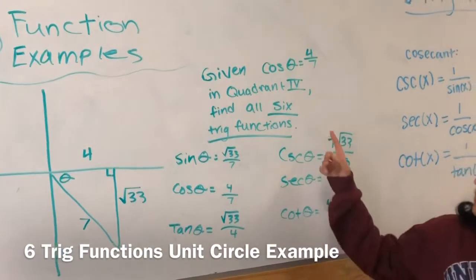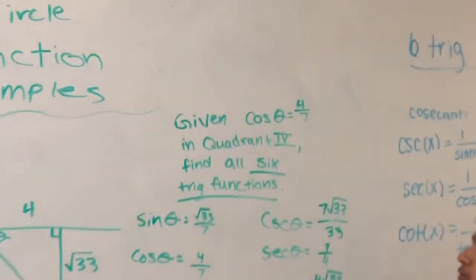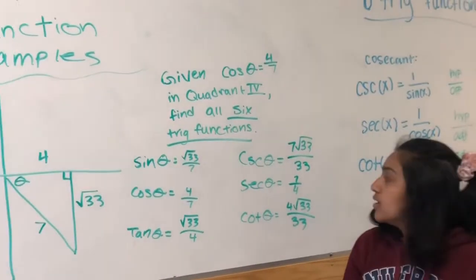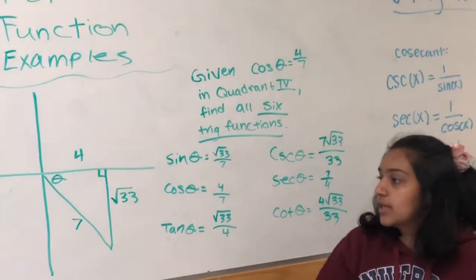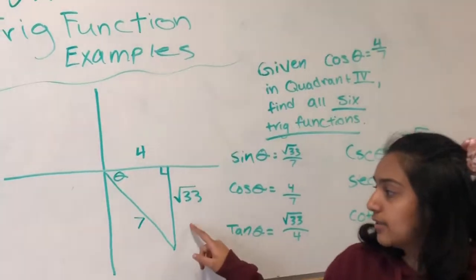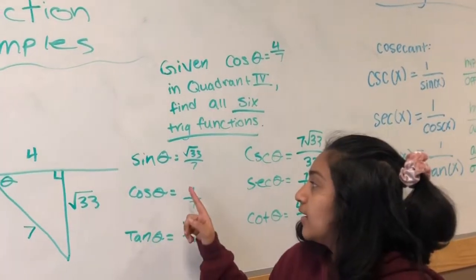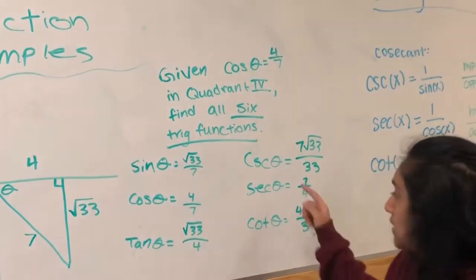This is an example of the triangle on the unit circle. The problem is asking, given cosine theta equals 4 over 7, quadrant 4, find all 6 trig functions. As was explained previously, these are the 4 quadrants, and this would be the 4th quadrant, which it says in the question. And then you have to find all the 6 trig functions.